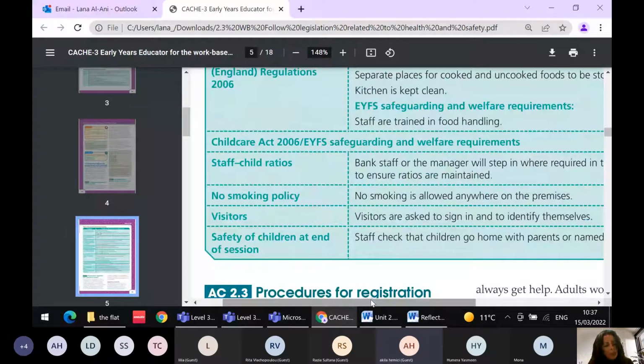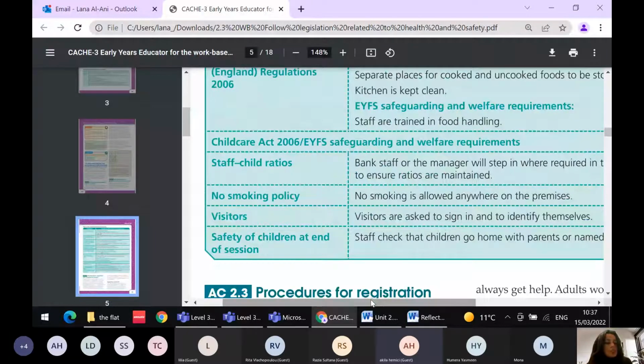Also, no smoking policy, which we just spoke about. No smoking means the child carers are not allowed to smoke anywhere in the premises. Visitors are also part of this regulation. Why? Because visitors should always show an identity. They should sign in the book, and we need to know why they are there as well.